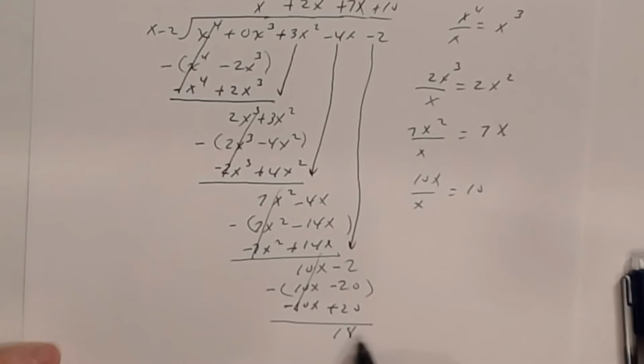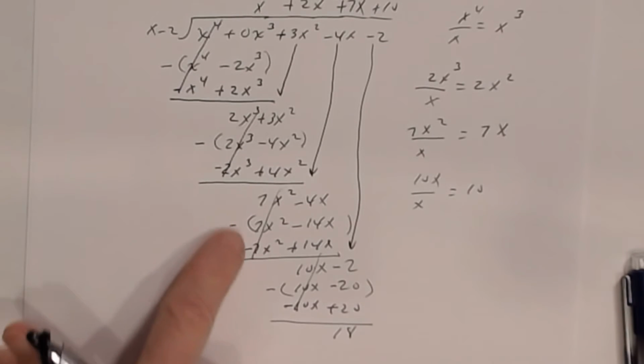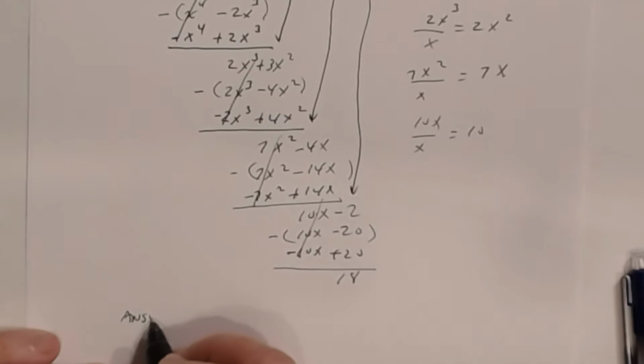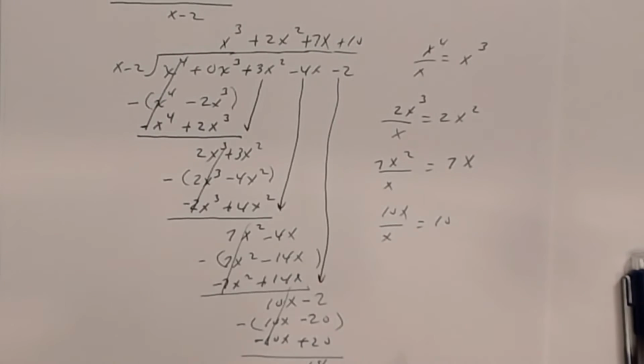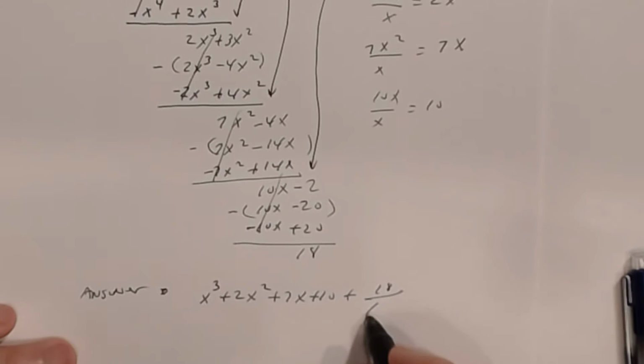Now notice the degree of a constant is 0. Since this degree is less than the degree here, you stop. You're done. You cannot do any division any further. So you can't do these processes anymore. So the way you're going to write your answer now is this: the answer will be the quotient, x cubed plus 2x squared plus 7x plus 10, plus the remainder, 18, divided by the divisor, which is x minus 2.